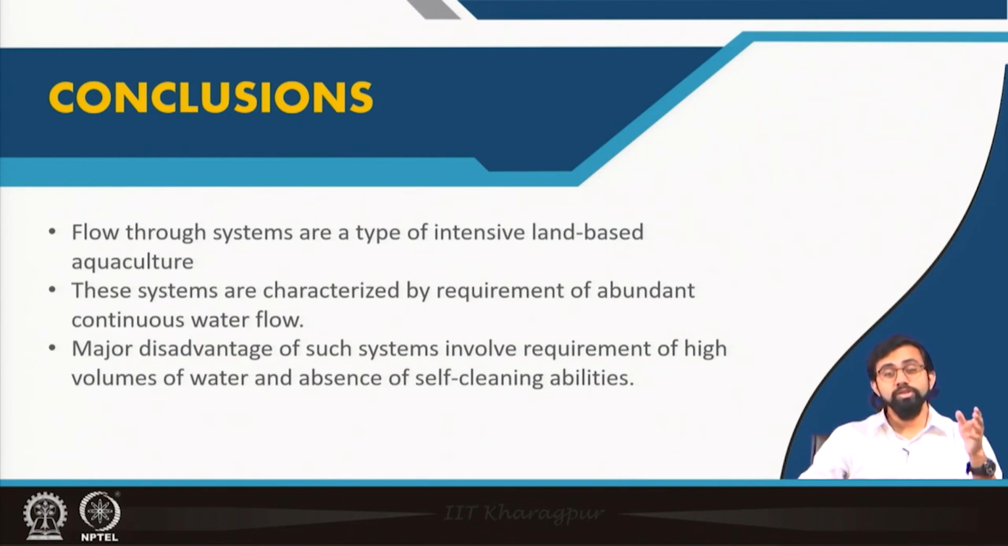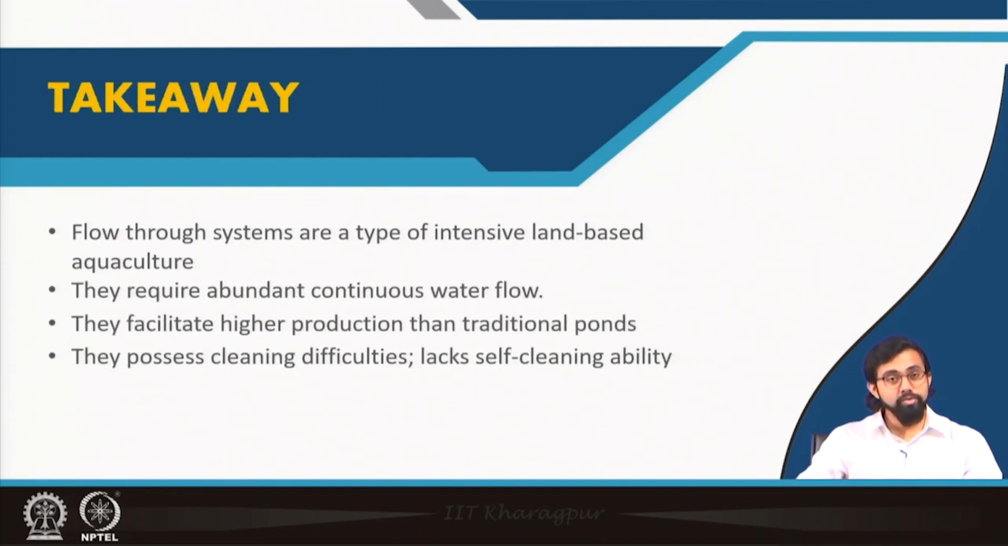In general, flow through systems are a type of intensive land based aquaculture. These systems are characterized by the requirement of abundant continuous water flow. The major disadvantages are the requirement of a high volume of water, the absence of self cleaning ability, and, as we discussed, the feed. These are the only cons of this kind of system.